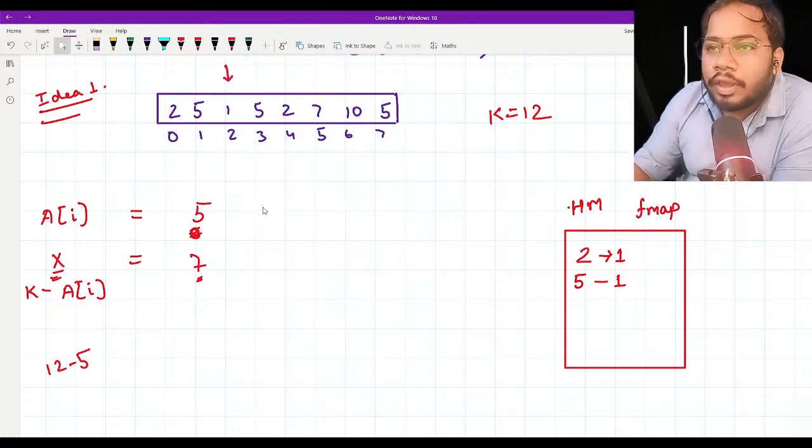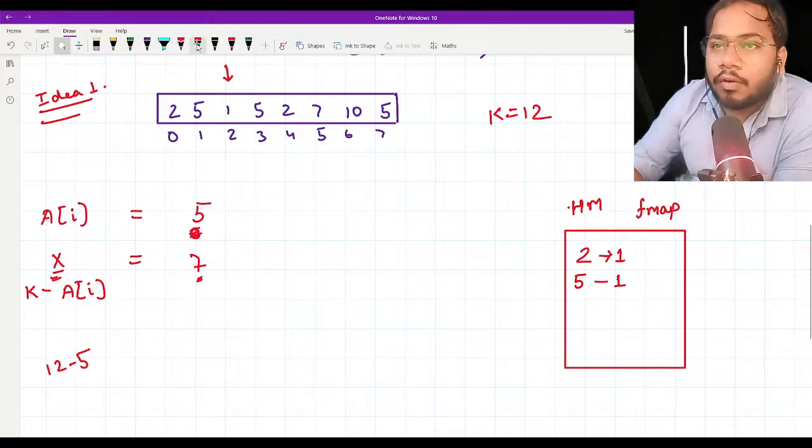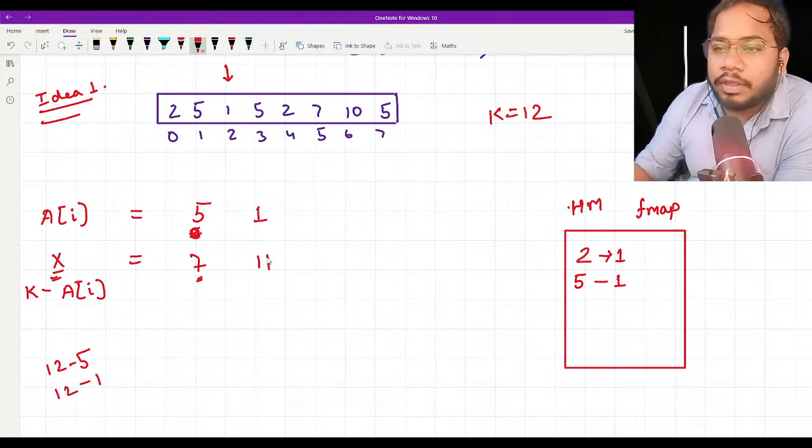Now a of I is 1. If a of I is 1, so x will be 12 minus 1. That will be 11. So is 11 present? No, 11 is not present.